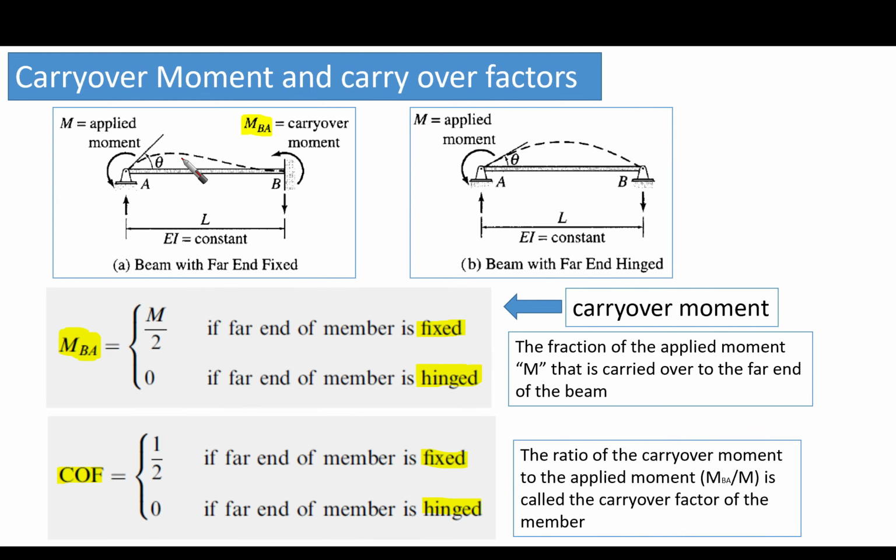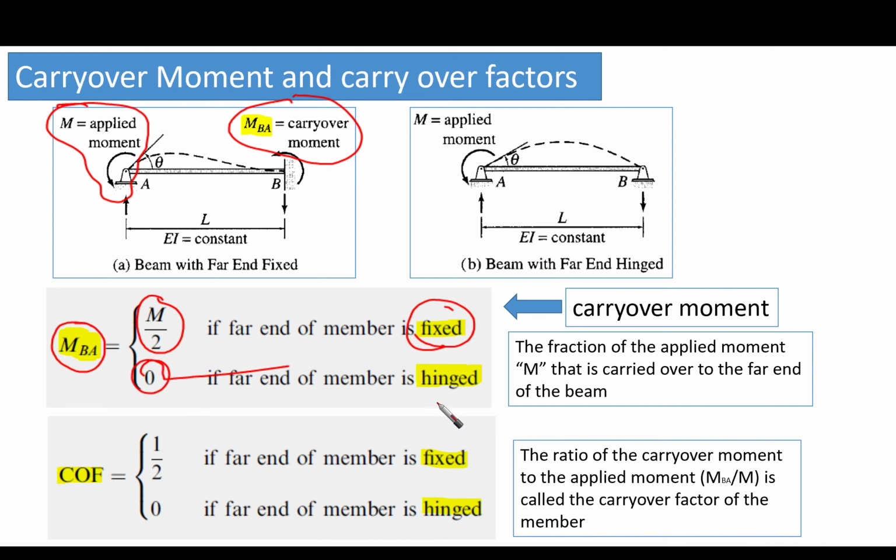And the carryover factor and carryover moment is the amount of moment that is going to be taken whenever we apply it on one end. We found that the carryover moment is half of the applied moment if the far end is fixed, and it is 0 if the far end is hinged. And we found that the carryover factor is going to be the fraction that we're talking about: half for fixed, 0 for hinged. I mean that for the far end.